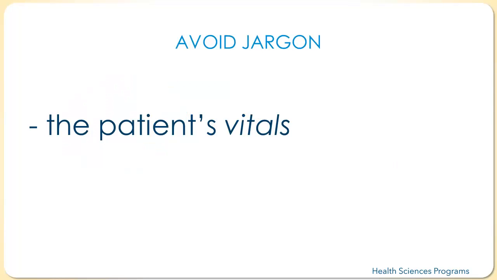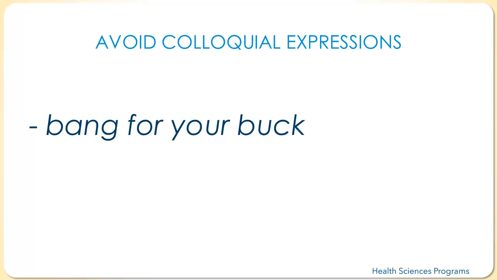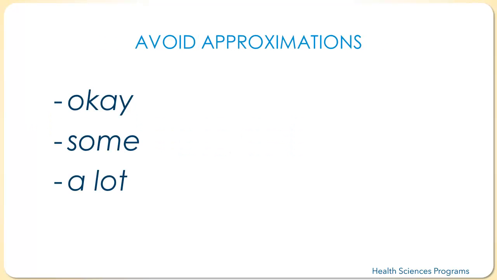As a final note on writing style, the APA manual provides guidance on ensuring precision and clarity in writing by cautioning against the use of jargon and colloquial expressions. By jargon, we mean expressions understood only by unique audiences. Colloquialisms are phrases used in informal conversations. Also, avoid using approximations for amounts.